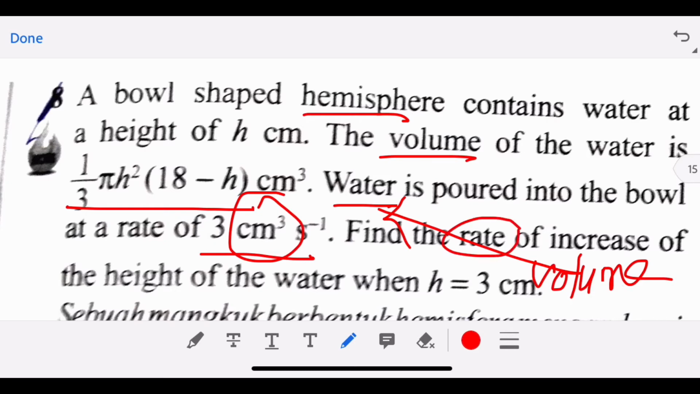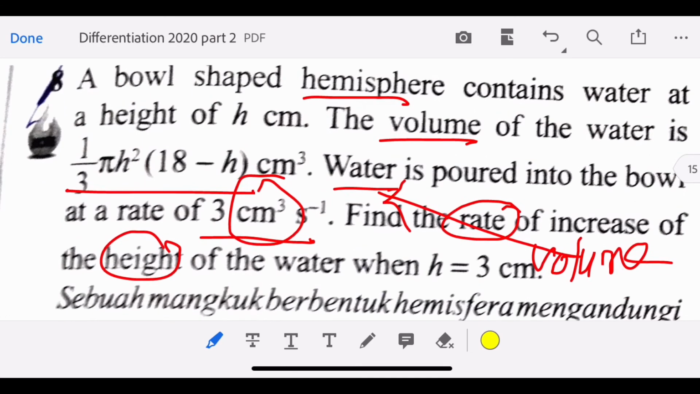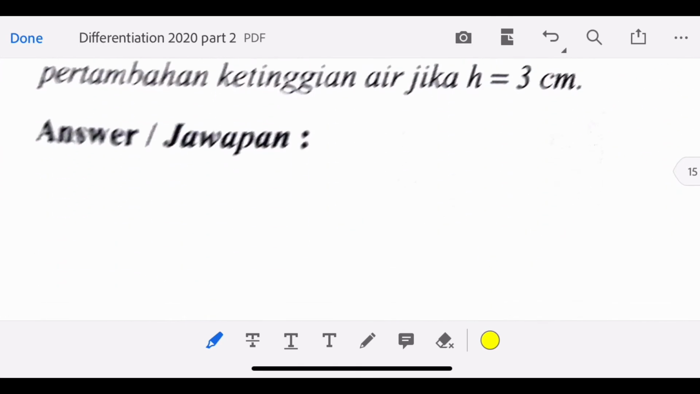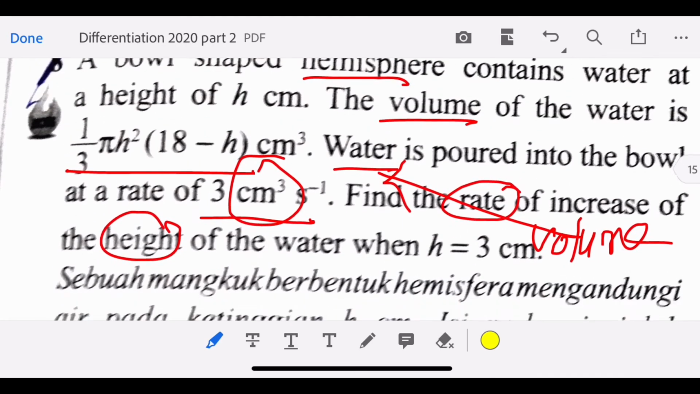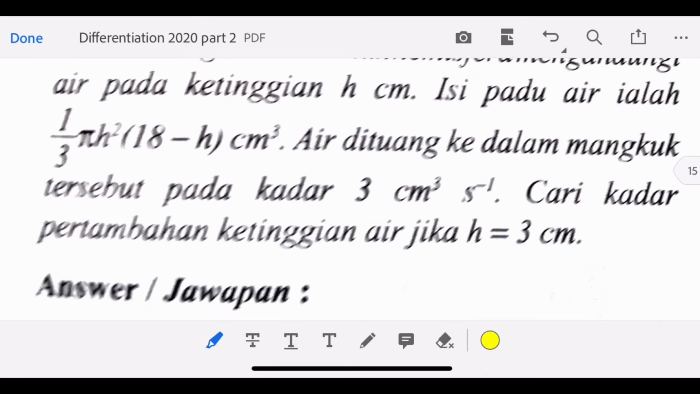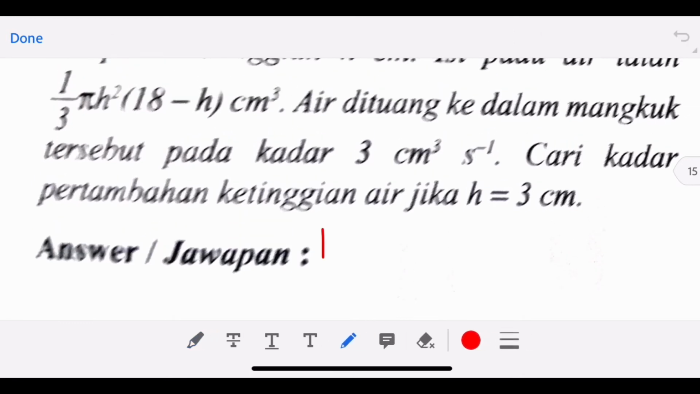So actually this is dV/dt. You can look at the unit, it's volume, right? Volume over time, so it's dV/dt. And the rate of increase of the height, so it's dh/dt. So we always write the symbols. Remember I said just now, you have 3 terms. Each term will come with d.